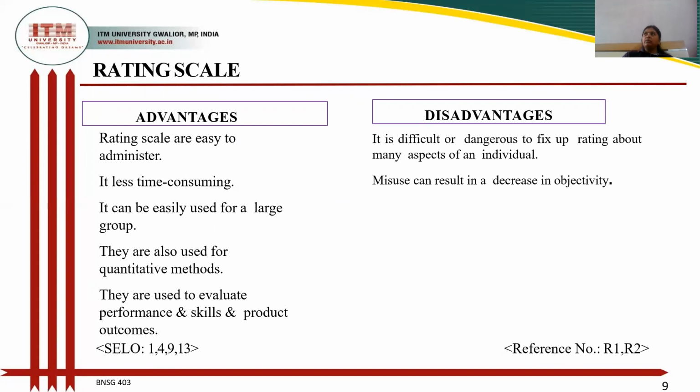This can be understood with the help of the rating skills. Next, what are the disadvantages? It may be difficult or dangerous to fix up a rating about many aspects of an individual. For many aspects of an individual, it may be a little difficult or hard to fix the aspects also. And misuse can also result in decreased objectivity. Misuse in the sense, many people may purposefully mark very wrongly also.